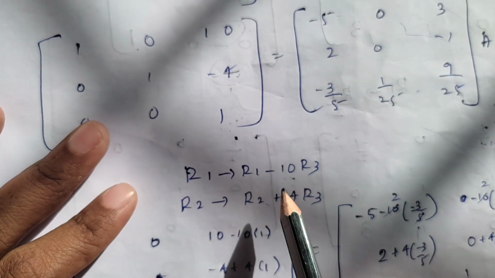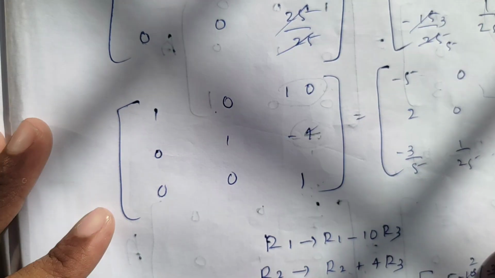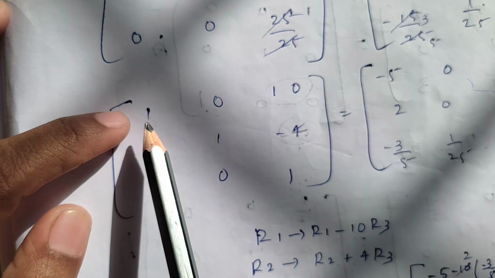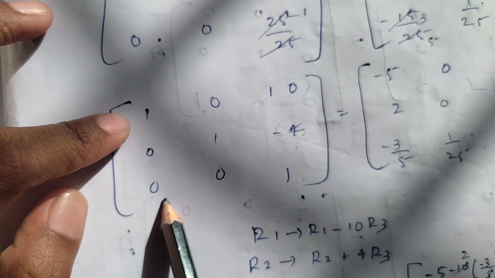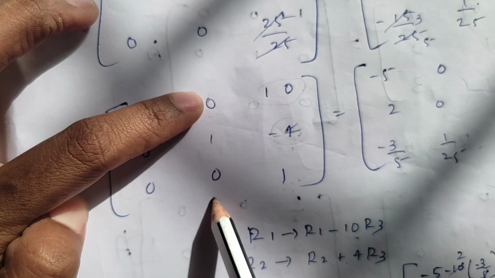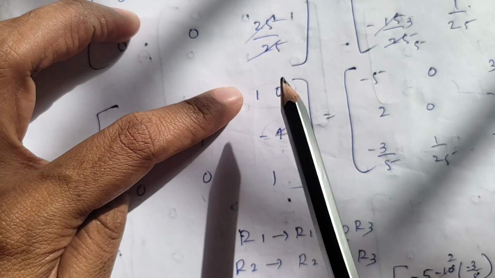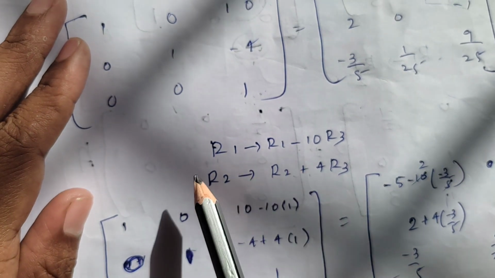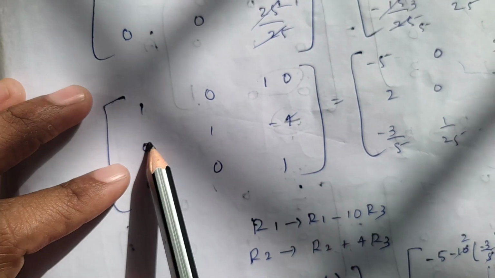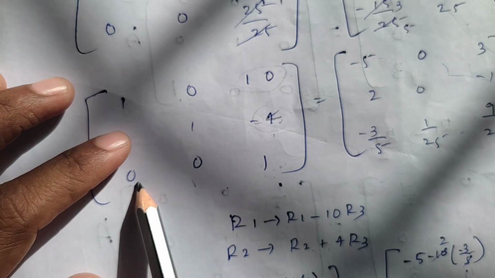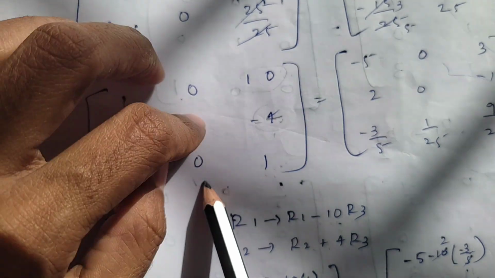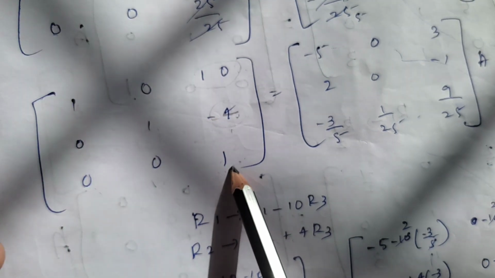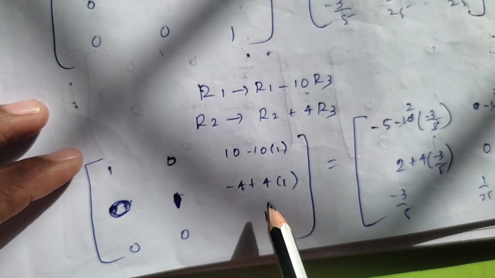So following this, we'll be getting the first row R1 minus 10 into R3: 1 minus 10 into 0, 0 minus 10 into 0, 10 minus 10 into 1. So that is what they have written. Next R2: 0 plus 4 into 0, 1 plus 4 into 0, minus 4 plus 4 into 1. So that is what is in the R2.